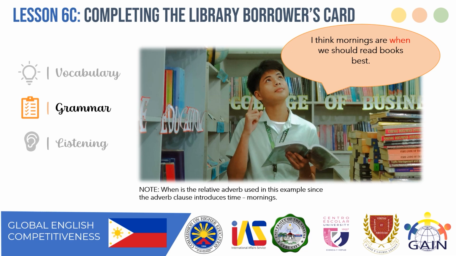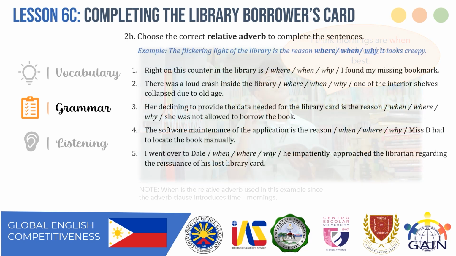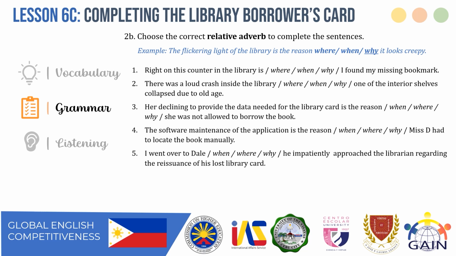Now that you have understood relative adverbs, let's do an activity. In this activity, you're going to choose the correct relative adverb to complete the sentences. For example, the flickering light of the library is the reason why it looks creepy. We use why because we're talking about reason. Now pause the video and answer items number 1 to 5. Here are the correct answers.